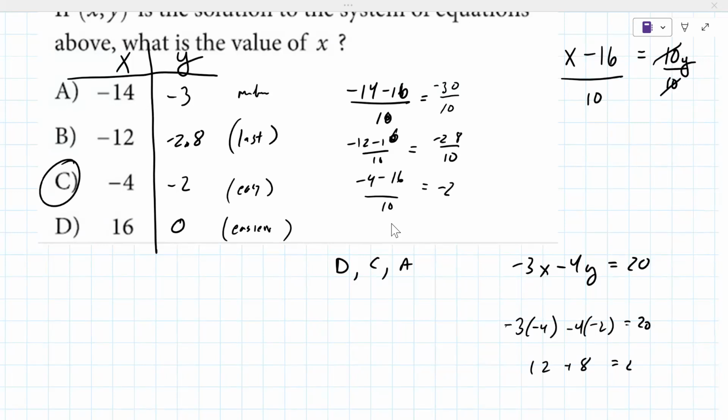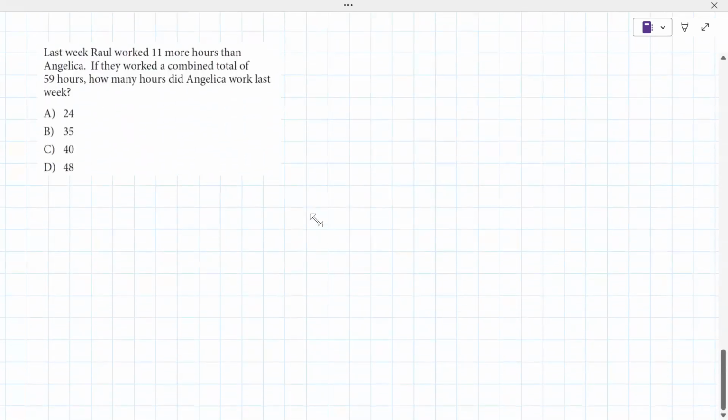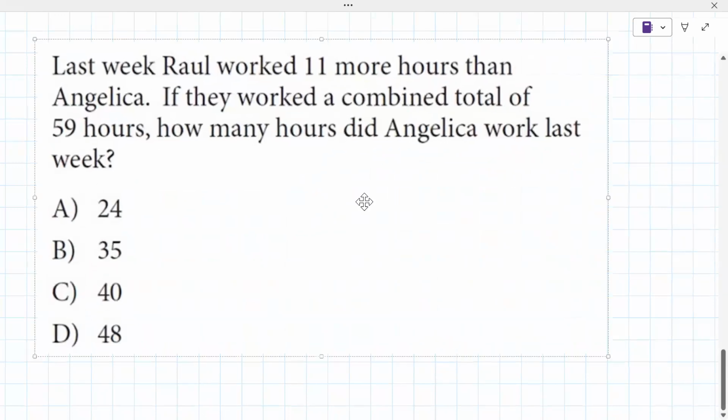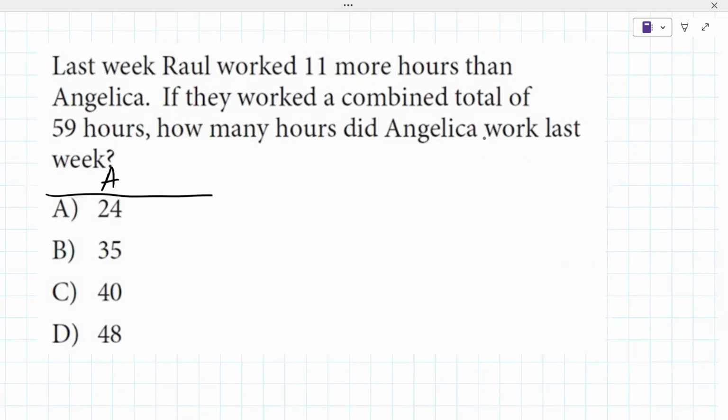So like I said, sometimes these are applied to story problems. It says last week, Raul worked 11 more hours than Angelica, and they worked a combined total of 59 hours. How many hours did Angelica work last week? So these are the hours for Angelica. Raul worked 11 more, so plus 11, which means you add 11 to each of these numbers here.